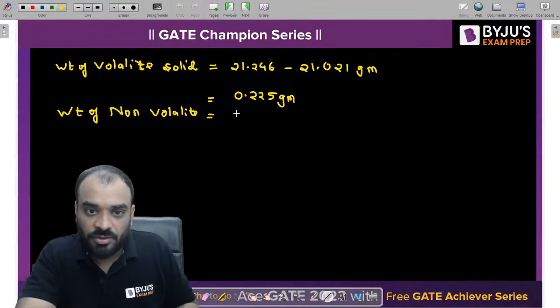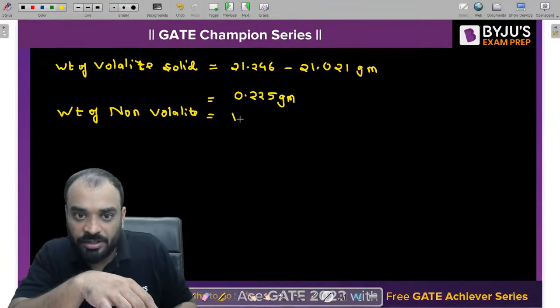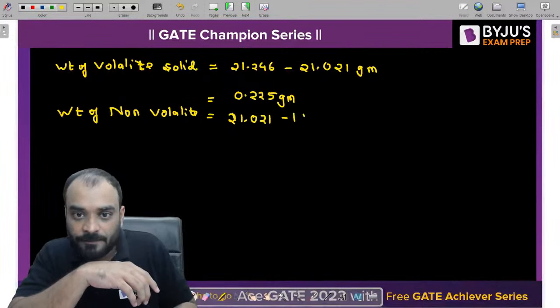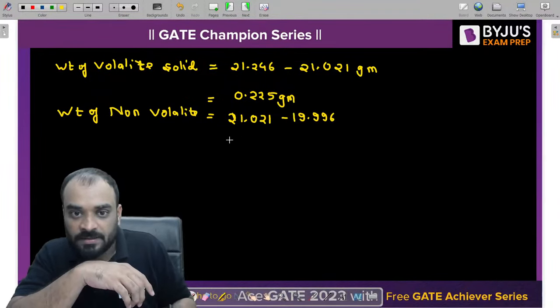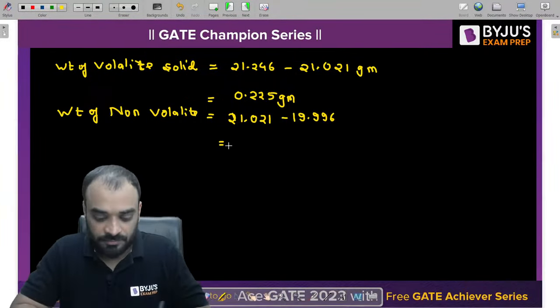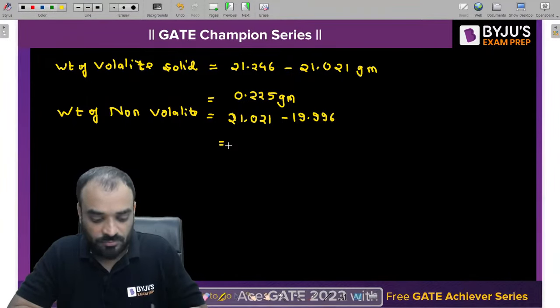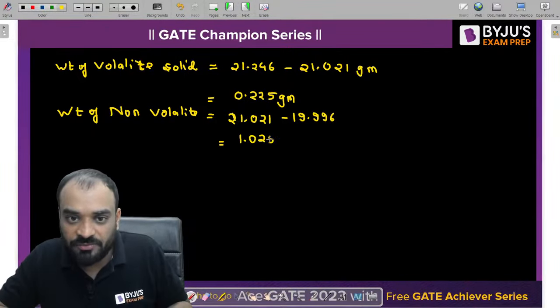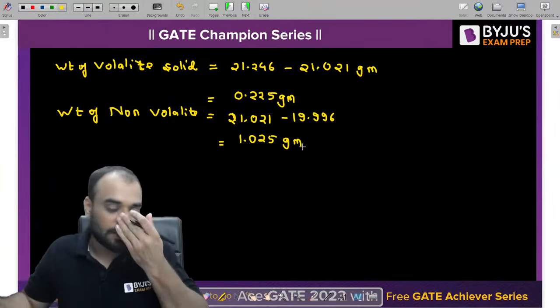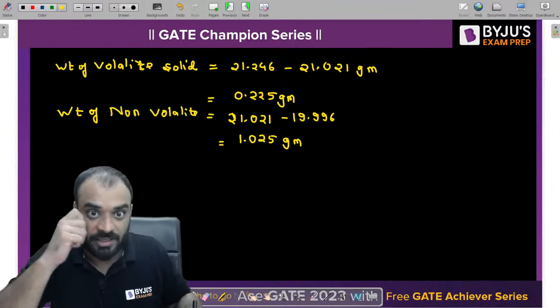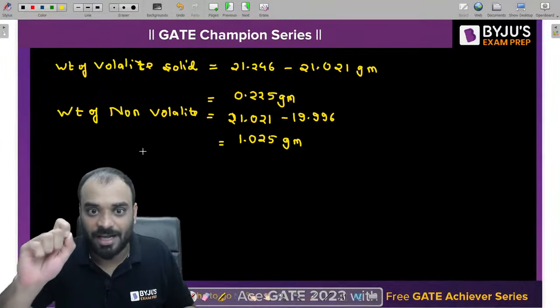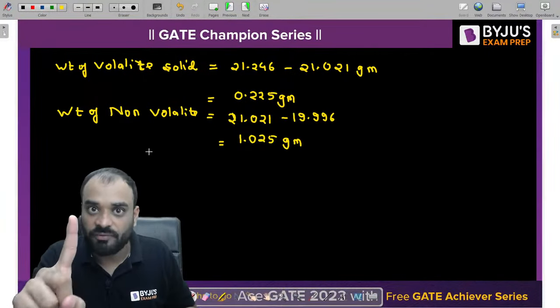So let's write it down. It is basically 21.021 minus 19.996. How much is it? Let's calculate. So guys, we are getting a value of 1.025 gram. Okay, now what is our task? Our task is to calculate in terms of percentage, right? Right now we have the weight of volatile solid and non-volatile solid in grams, but I need to calculate it in terms of percentage.